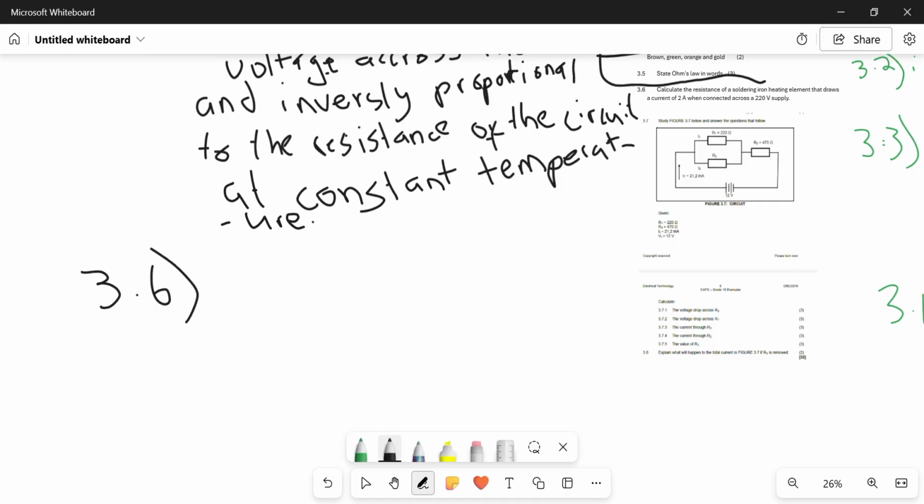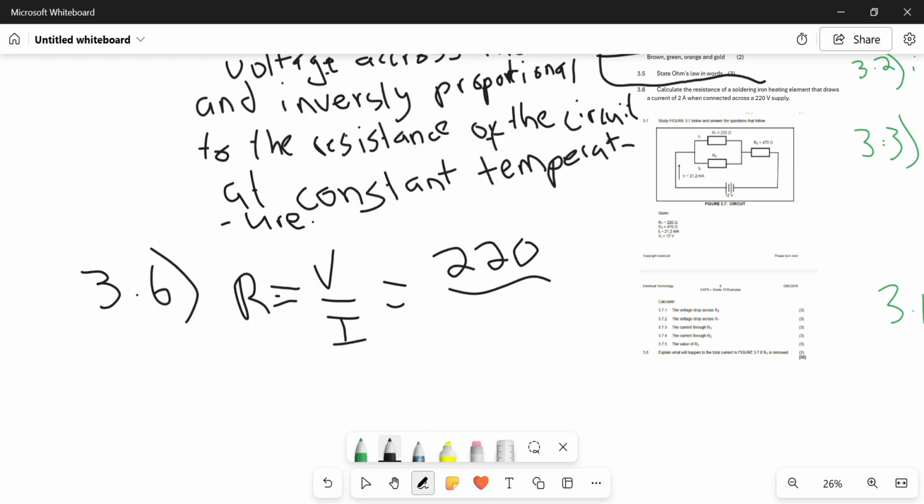So here you are already given the voltage and the current. So you go straight to the formula. Resistance equals voltage over current. I remember giving this to you guys. So it will be 220 all over 2, which is our current. Then our resistance will be 110 ohms according to my calculator. Remember to write the SI units, because once you don't write the SI unit, you will be penalized.